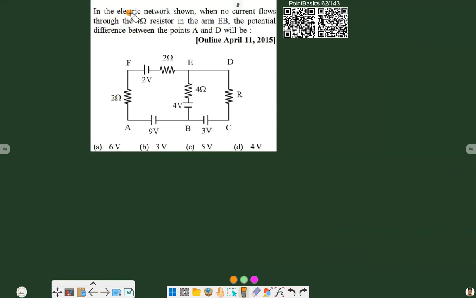So in an electric network shown, when no current flows through the 4 ohm resistance. So this is the 4 ohm resistance. In the arm EB, the potential difference across points A and D will be. So we have to find out the potential difference between A and D.